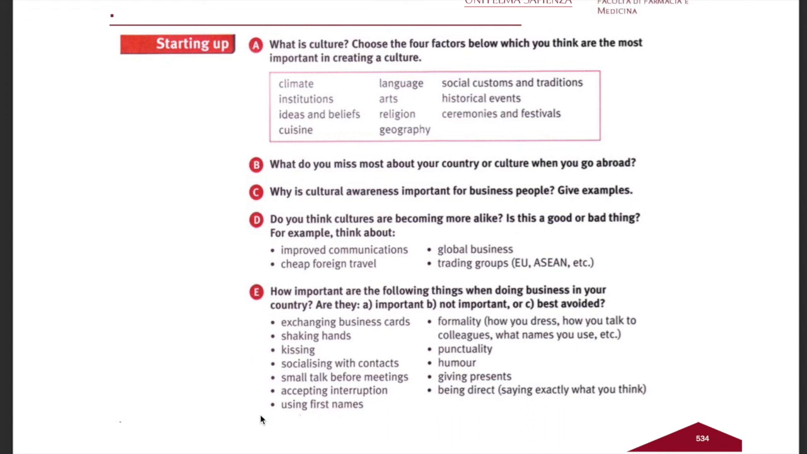Have you read all of these? I think these are important. Like what's normal for people in offices as exchanging business cards, shaking hands, kissing, socializing with contacts. So it's, I think as you start working, we should, if you have a host family, talk about these things with them, yeah? Whether these things are normal or not.